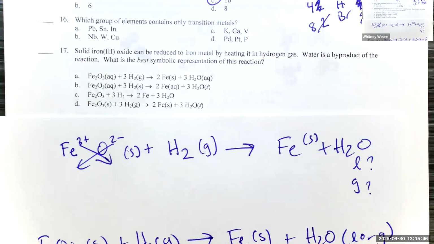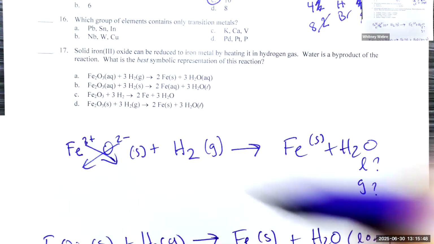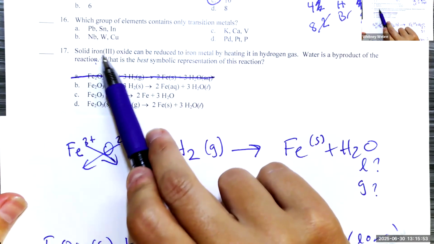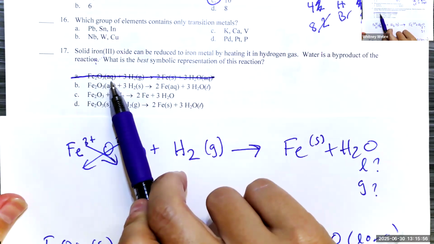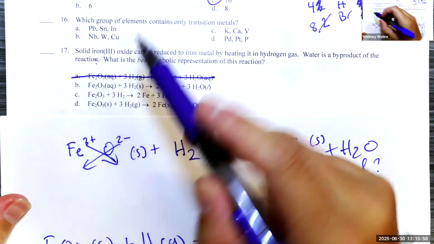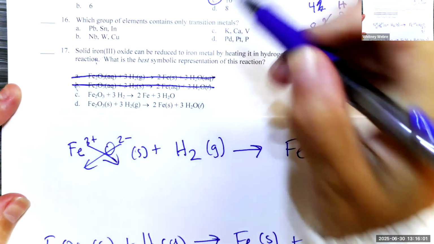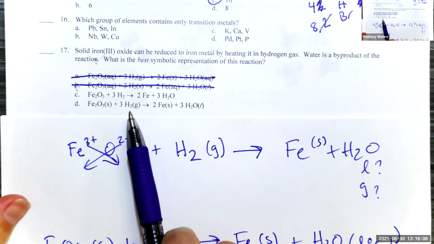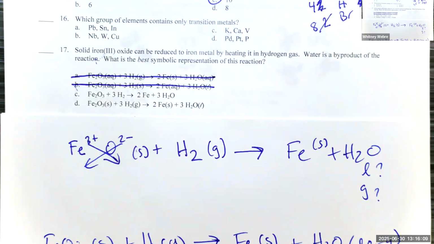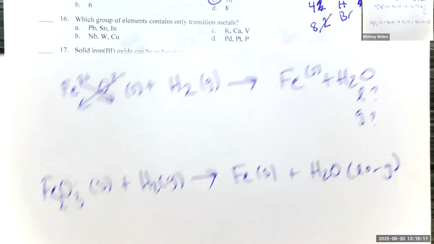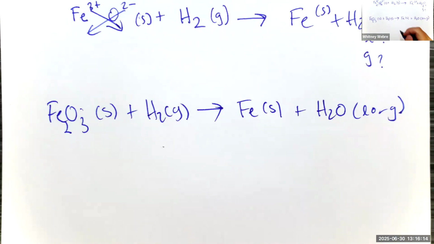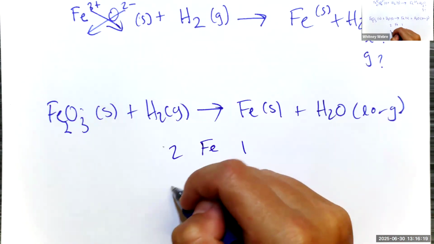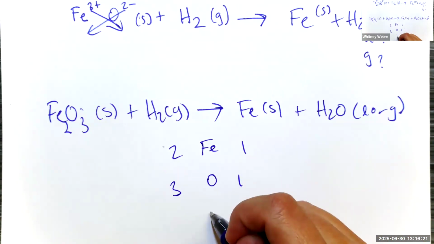If I look at these answer options, I'm going to eliminate A because it does say solid iron oxide right here, and A is showing that it's a liquid. You see aqueous? Aqueous means liquid. So I'm going to eliminate B because it's saying the same thing. Whereas D has solid, and it has a gas. But let's double check because maybe the balancing is off. So let's balance this real quick. So I have Fe, 2 and 1, O, 3 and 1, H.